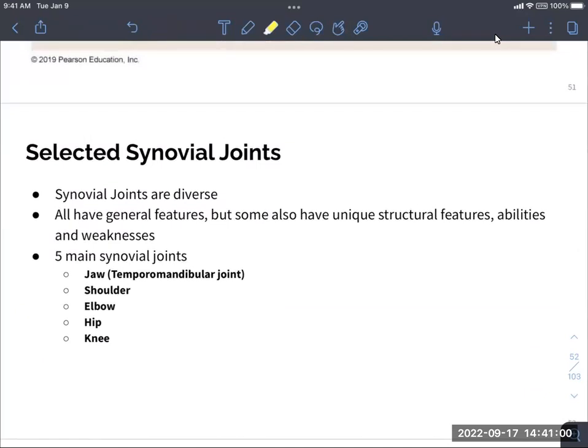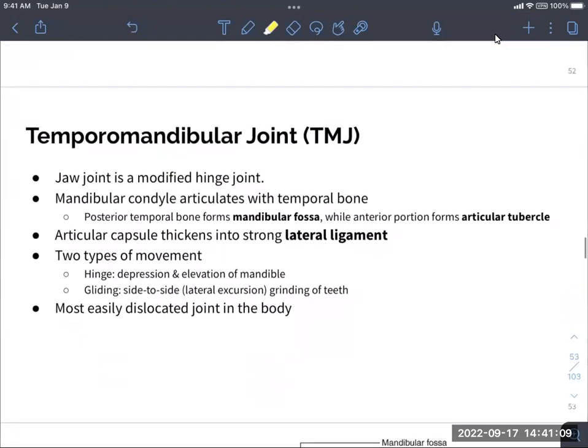So we have lots of different synovial joints throughout our body. Let's look at each of them. We have our temporomandibular joint, or TMJ. It's technically a modified hinge joint because that mandibular condyle articulates with that temporal bone.